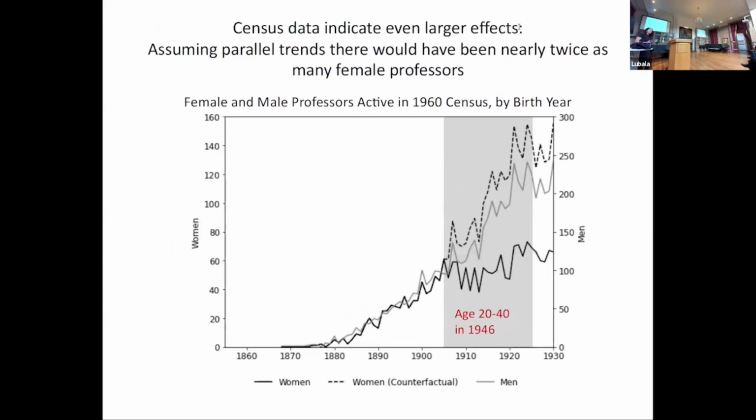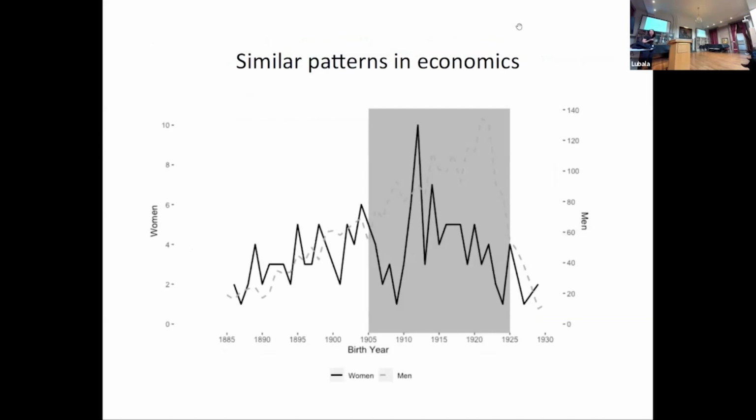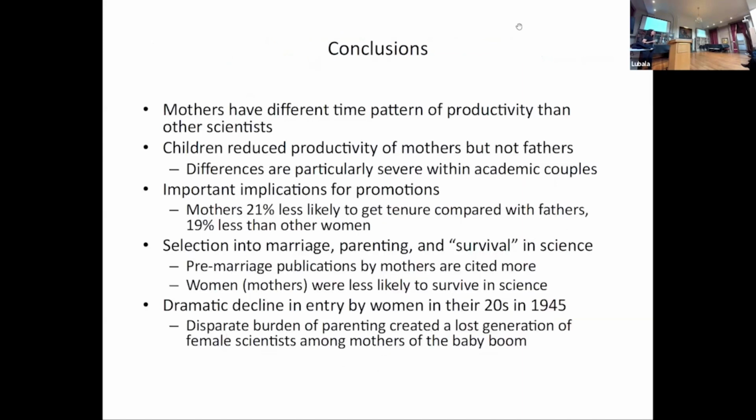And you might say, oh, it's just the Men of Science. So we looked at the census. In the census, this is even worse. We take everybody in the census who is a professor and do the same graphs, and you see a much stronger effect overall. I'll also show you that in economics, we see the same thing. I have all these other slides afterwards, but I'm going to stop here because I'm out of time. Thank you very much.